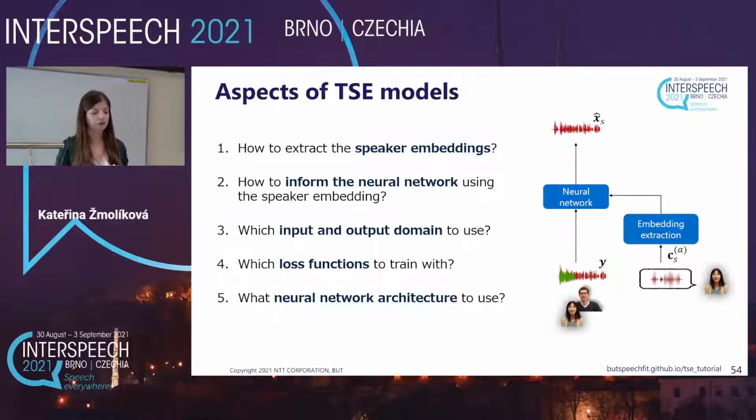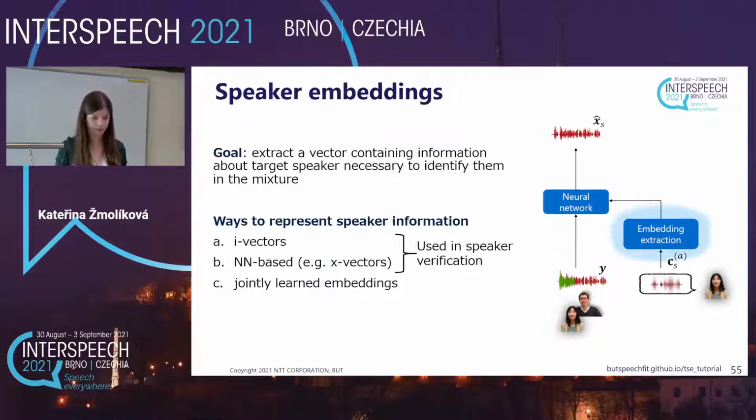Then I will talk about the different domains in which we can represent the input and output signals, and related to that, which loss functions we can use to train the parameters of the neural network. Finally, I will show several neural network architectures that are commonly used for this task.